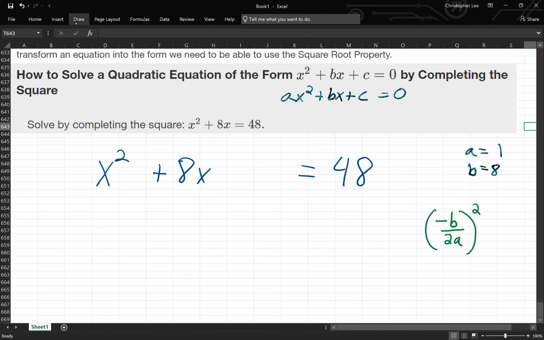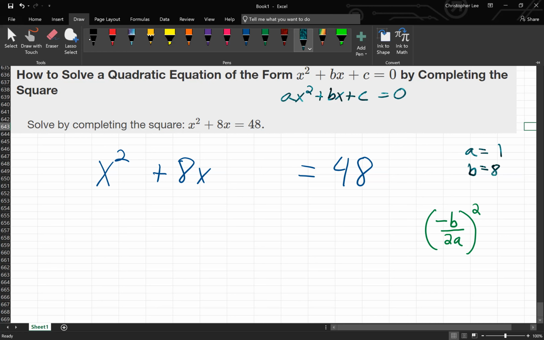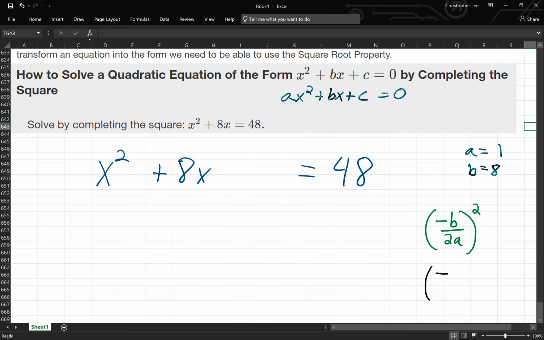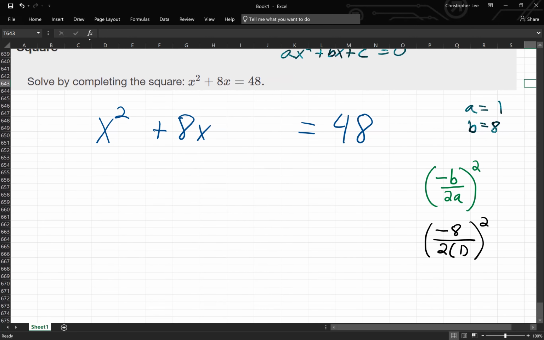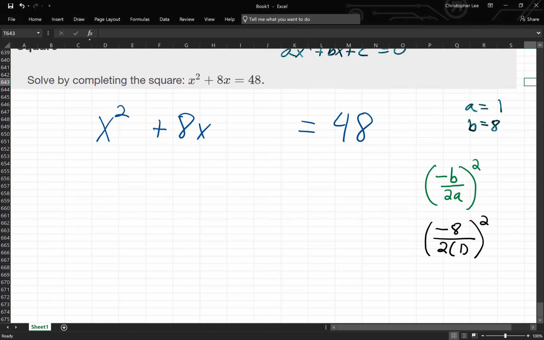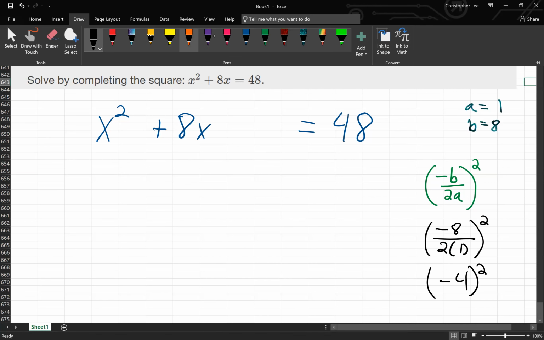That's all I need. So right after that, go straight into the formula, right? So I'm gonna have negative B, which is negative 8, over 2 times A, what's A? 1, squared. So help me out. Negative 8 divided by, that's 2 times 1 is 2, right? So negative 8 divided by 2, what's that? Negative 4, and then squared. And what's negative 4 squared? 16. Now we're talking about, right?